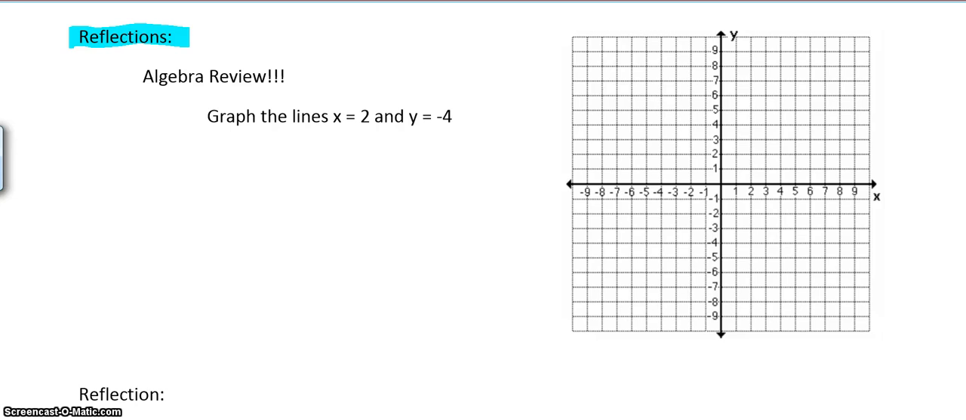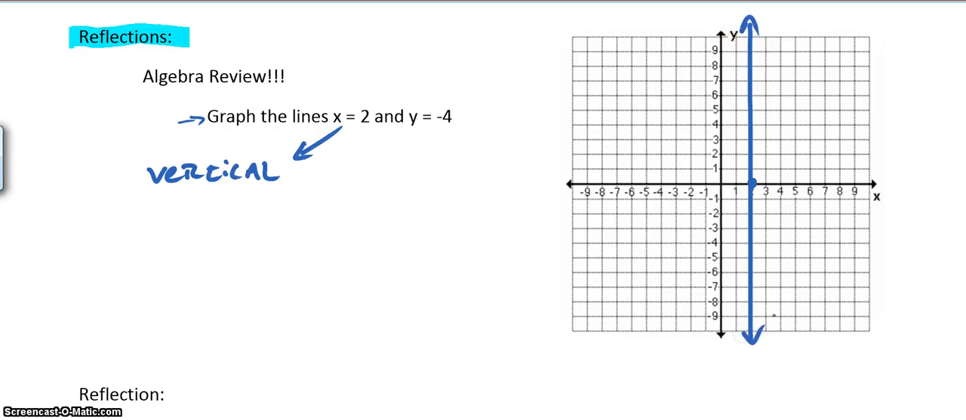Now, before we get into it, I want to do a quick algebra review, and it says to graph the lines x equals 2 and y equals negative 4. Now, x equals 2. If you recall, x equals is always a vertical line. It's a vertical line for this reason. So x equals 2, well, x equals 2 right here, and the graph reflects that here.